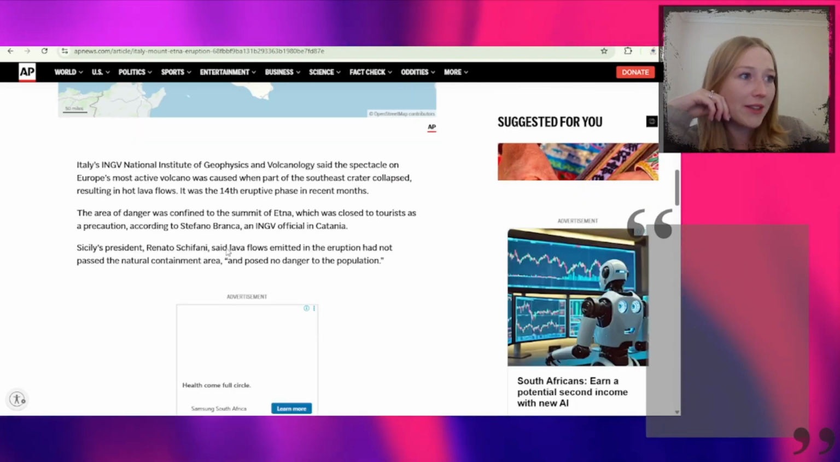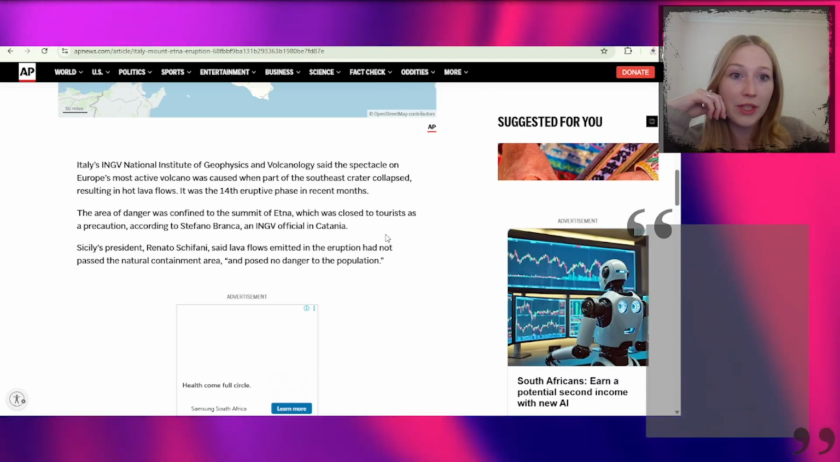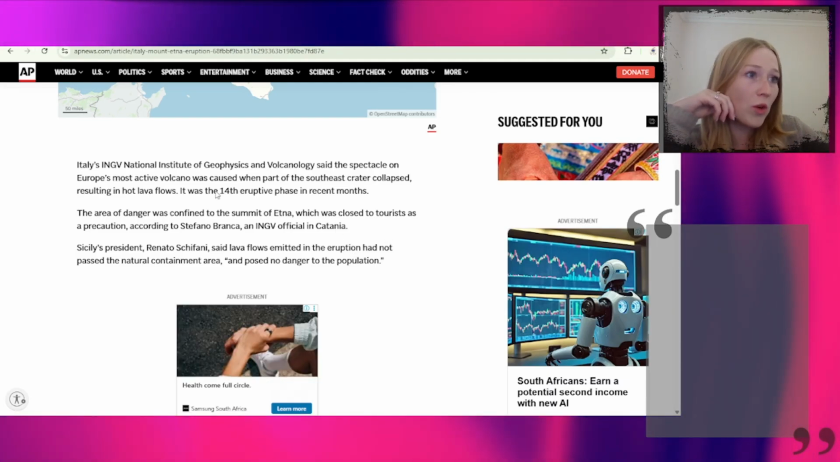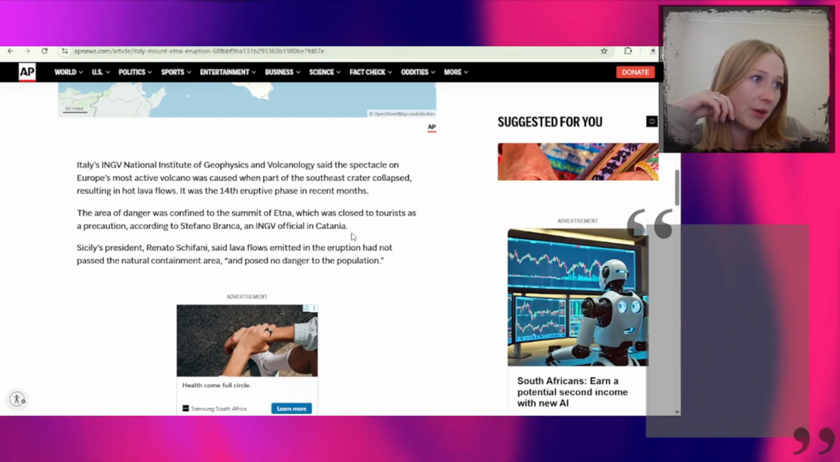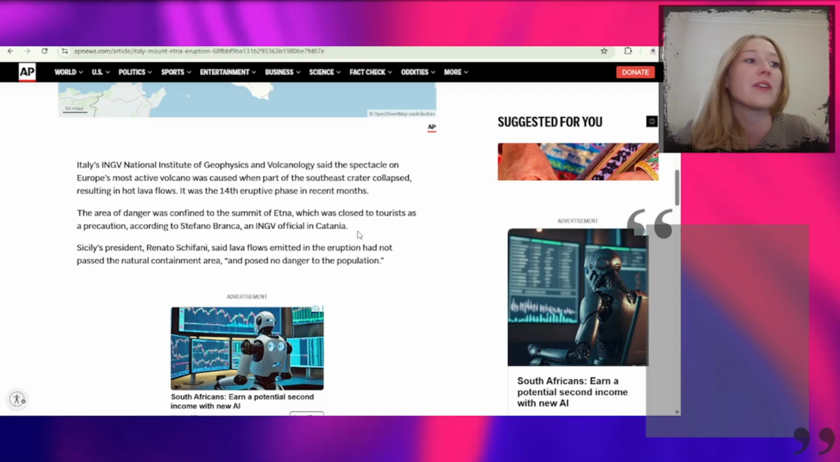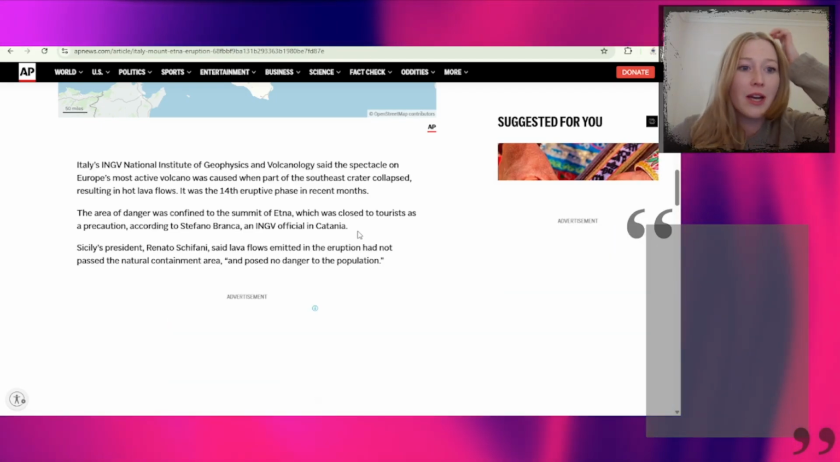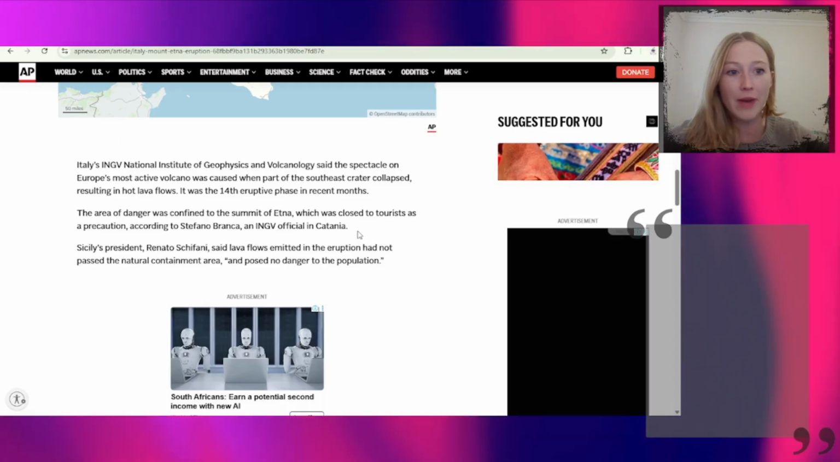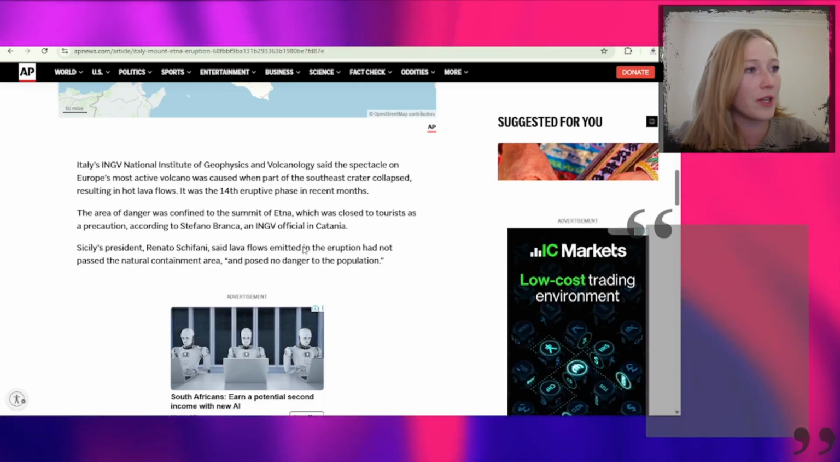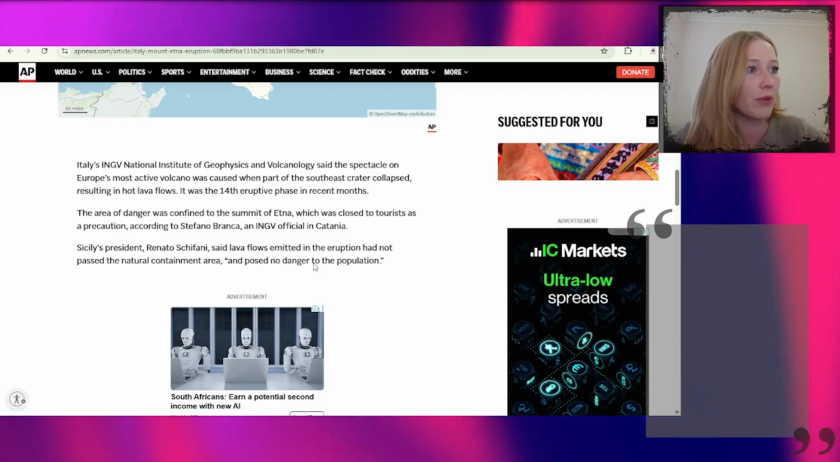It does seem like the actual eruption and the lava that was released because of it was contained to that area. So they do seem to think that it's not an immediate danger to the population. So I'm actually curious to see if we can find a map of maybe where nearby settlements are and where the volcano erupted.